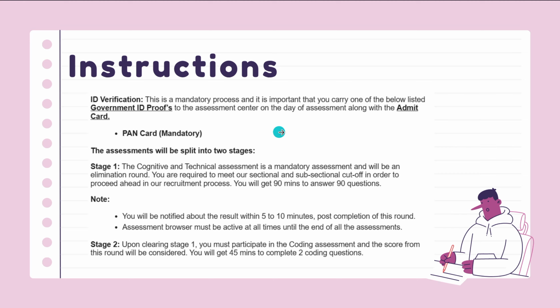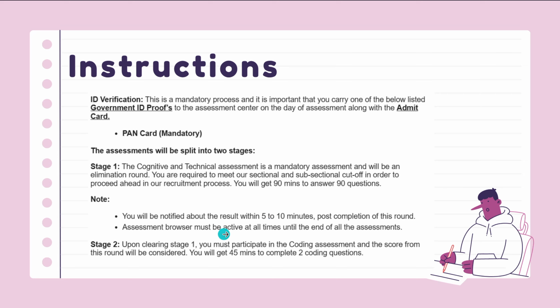The assessments will be split into 2 stages. Stage 1, the cognitive and technical assessment, is a mandatory assessment and will be an elimination round. You are required to meet the sectional and subsectional cutoff in order to proceed ahead in the recruitment process. You will get 90 minutes to answer 90 questions, so you have to be thorough with the questions and manage your time well. You will be notified about the result within 5 to 10 minutes post completion of this round.